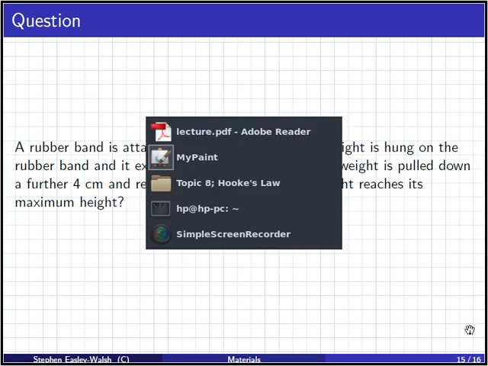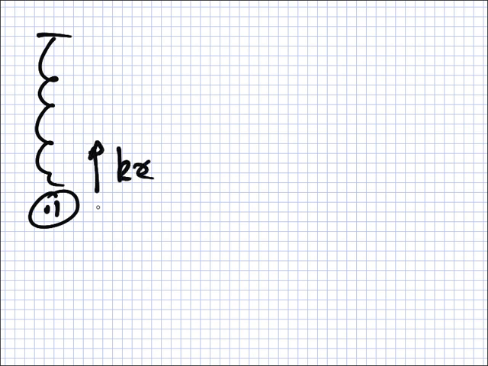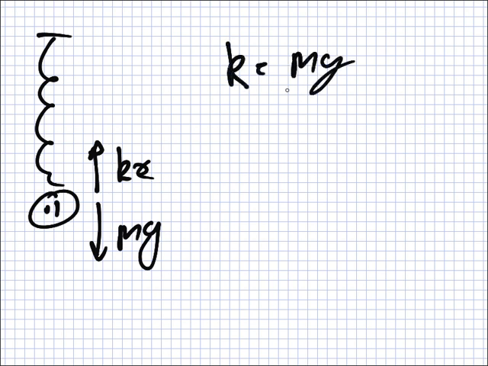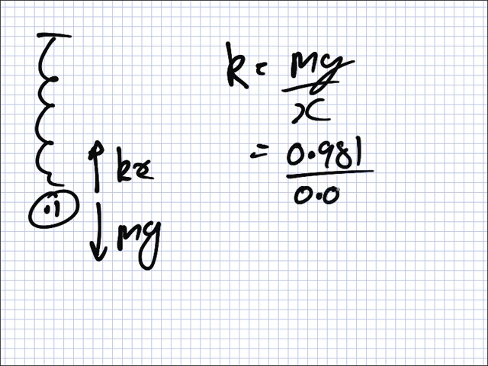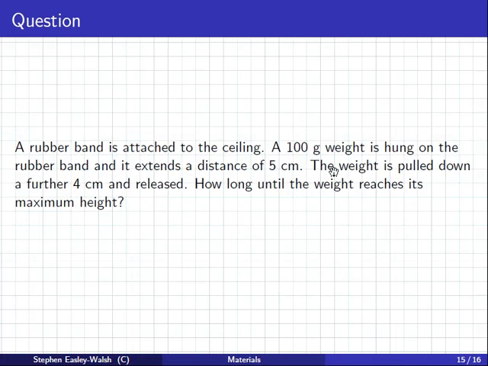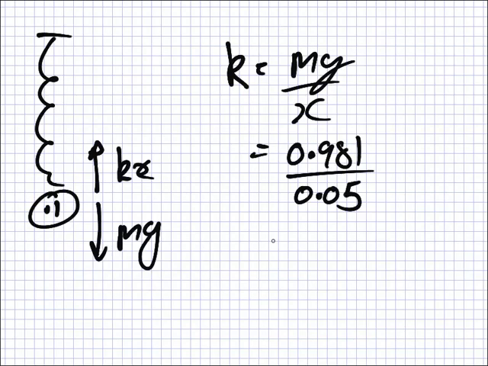Okay. Let's have a look. So at the beginning, with this 0.1, the force up should equal the weight, like in the earlier example. So you can get K equals mg over x. That's 0.981 over, what was the extension? 0.05, 5 centimetres, isn't it? So what did you get for K? 19.62.